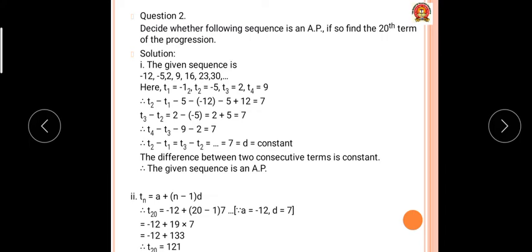Now see, the given sequence is -12, -5, 2, 9, 16, 23 and so on. Firstly write down T1, T2, T3, T4. After writing, tally the common difference. How to find out? T2 minus T1, that is 7. T3 minus T2, 7. T4 minus T3, that is 7. And T2 minus T1 is equal to T3 minus T2 is equal to 7. And this common difference is constant.